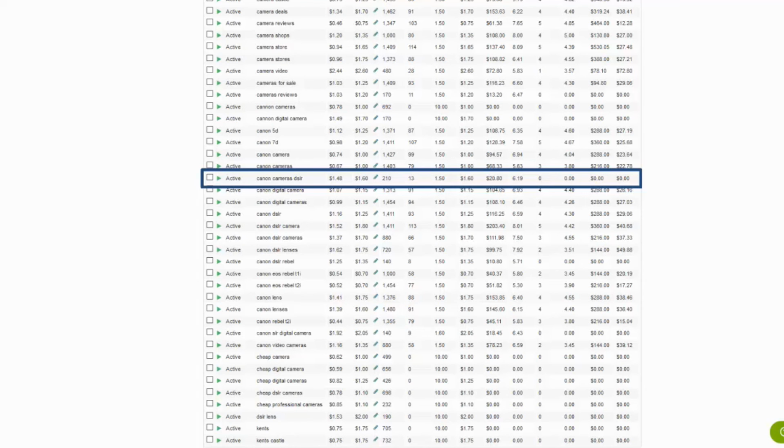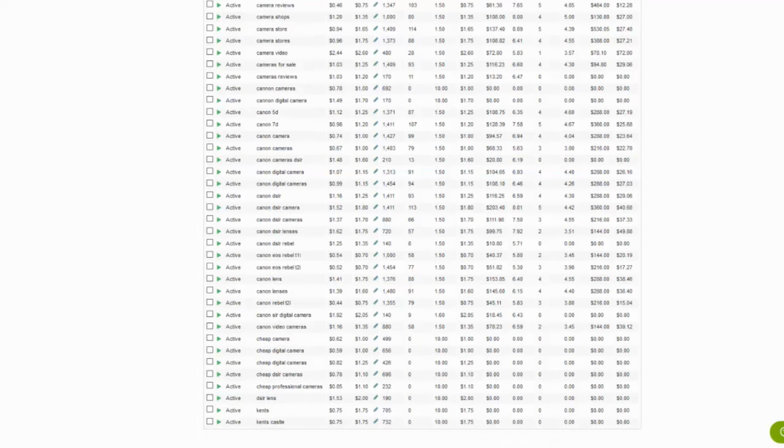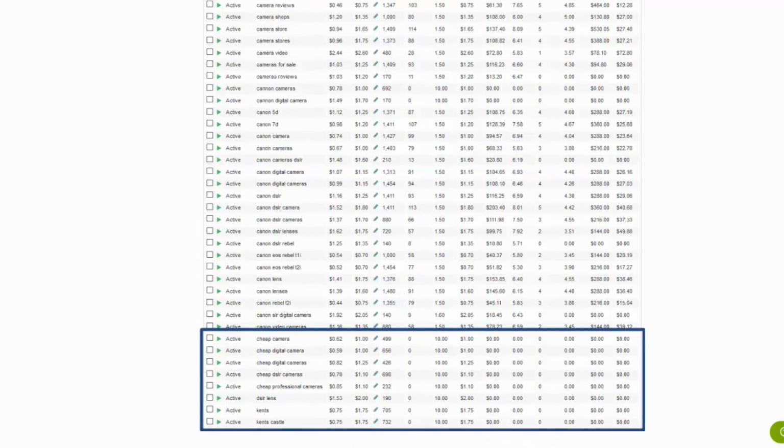That's simply a matter of preference. Either decision is justifiable. And again, if we go down to the bottom, we see we have a lot more keywords that don't match the theme of this ad group or landing page. These cheap camera, cheap digital camera, these are all very broad keywords. As a result, they're getting very poor ranking, and so that is just damaging our performance. Let's get rid of those.